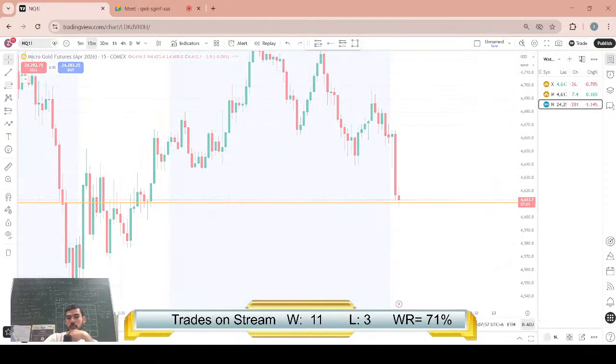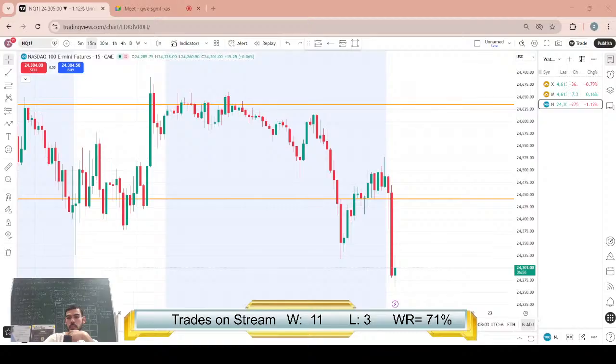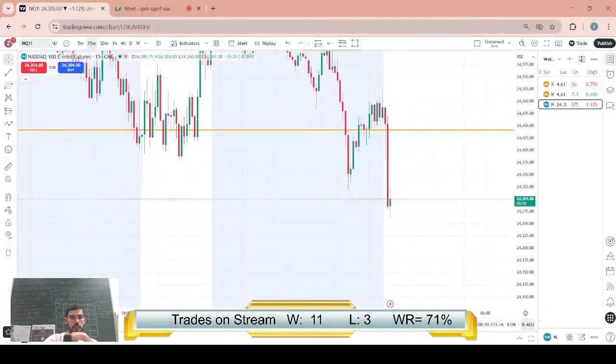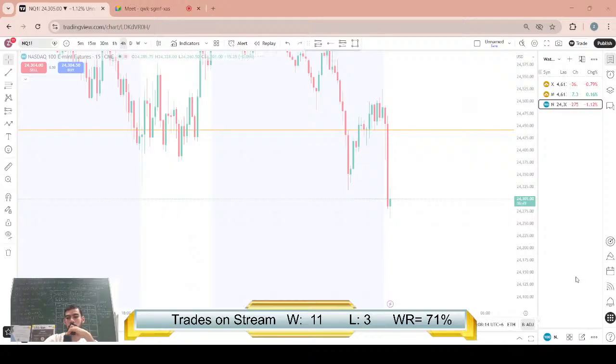And on NQ, if we look at NQ, it has just melted. NQ just melted.